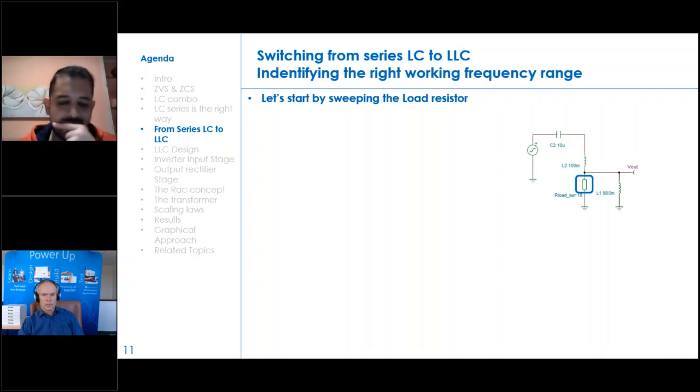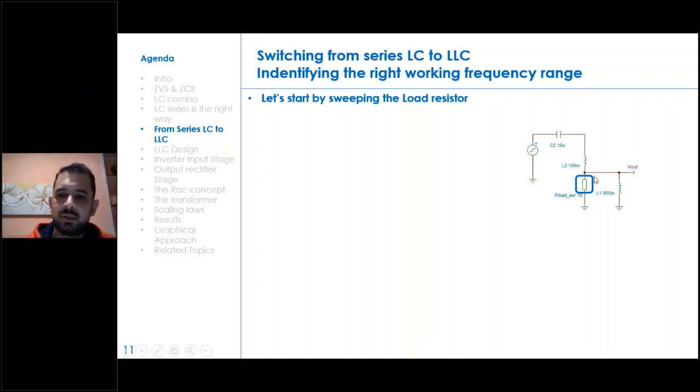Now, let's enter into the core. So we have our seed. We have understood that the seed is obtained from the LC series, it is an evolution of the LC series converter. So let's enter into the core of the LLC seed by sweeping the load. So actually I'm sweeping the load resistor, this one.